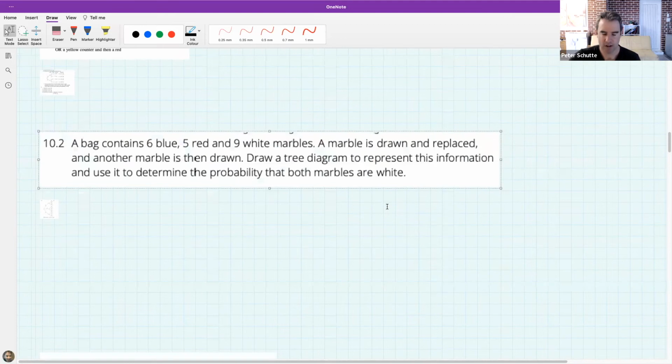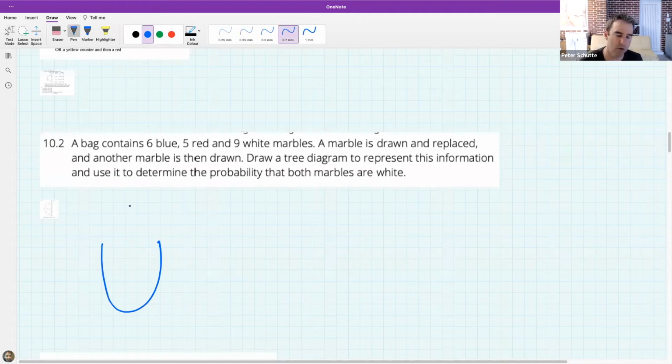All right, so here is the situation. And this is called drawing and replacing. Now, I want to ask you this question. If I have a bunch of marbles in a bag and I take one out, I write down what I got and I put it back, and then I draw again. Does the first draw affect the second draw in any way? So I just want to ask that question before we start.